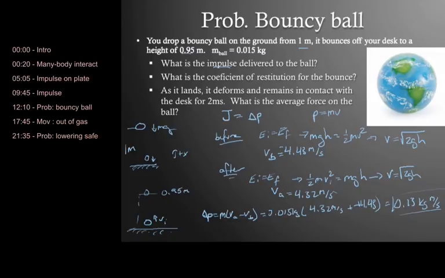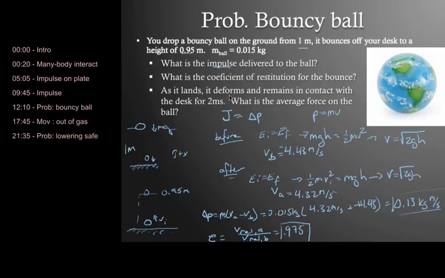Alright, so what is the coefficient of restitution? That is this e, and what it is is v relative after the collision divided by v relative before, and I just divide these two guys by each other and I'm going to get 0.975. So that's my coefficient of restitution.